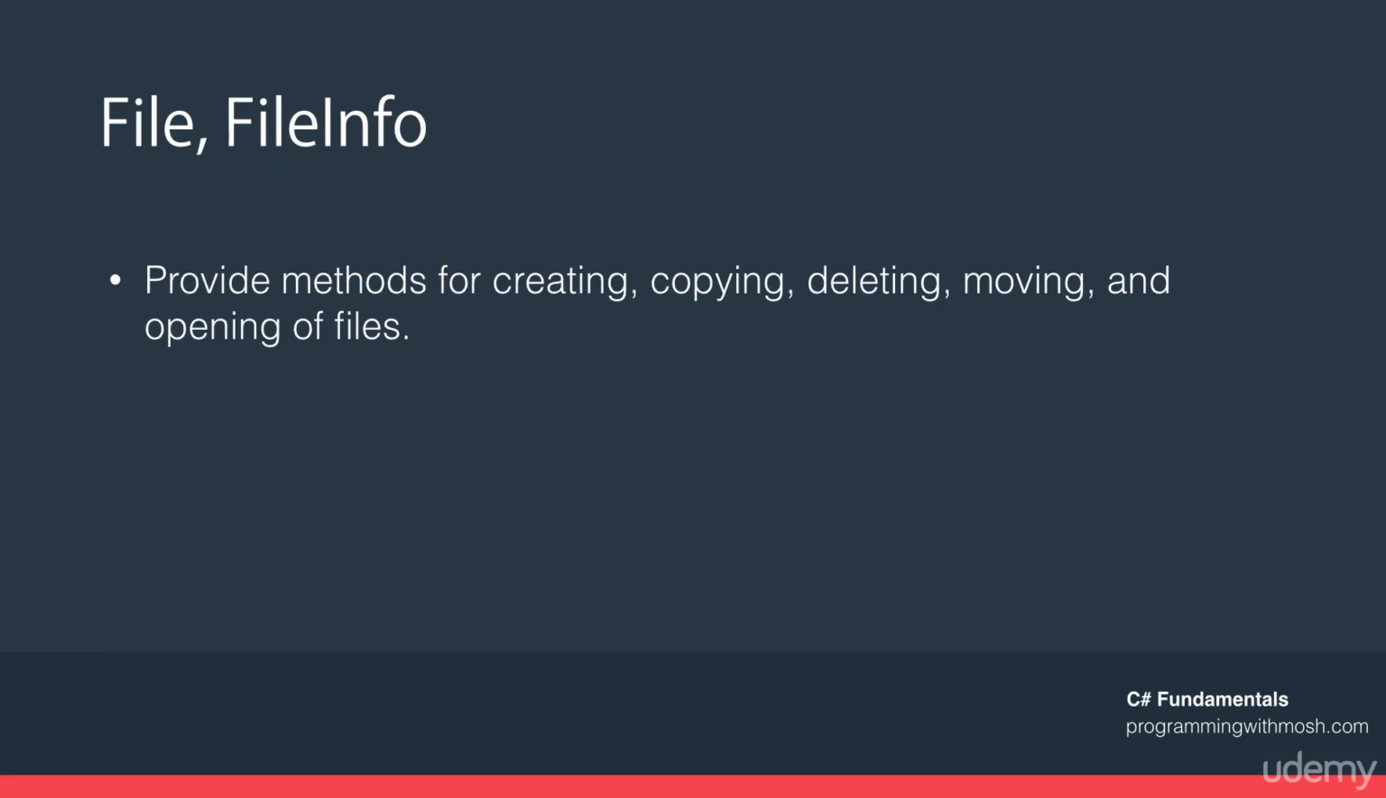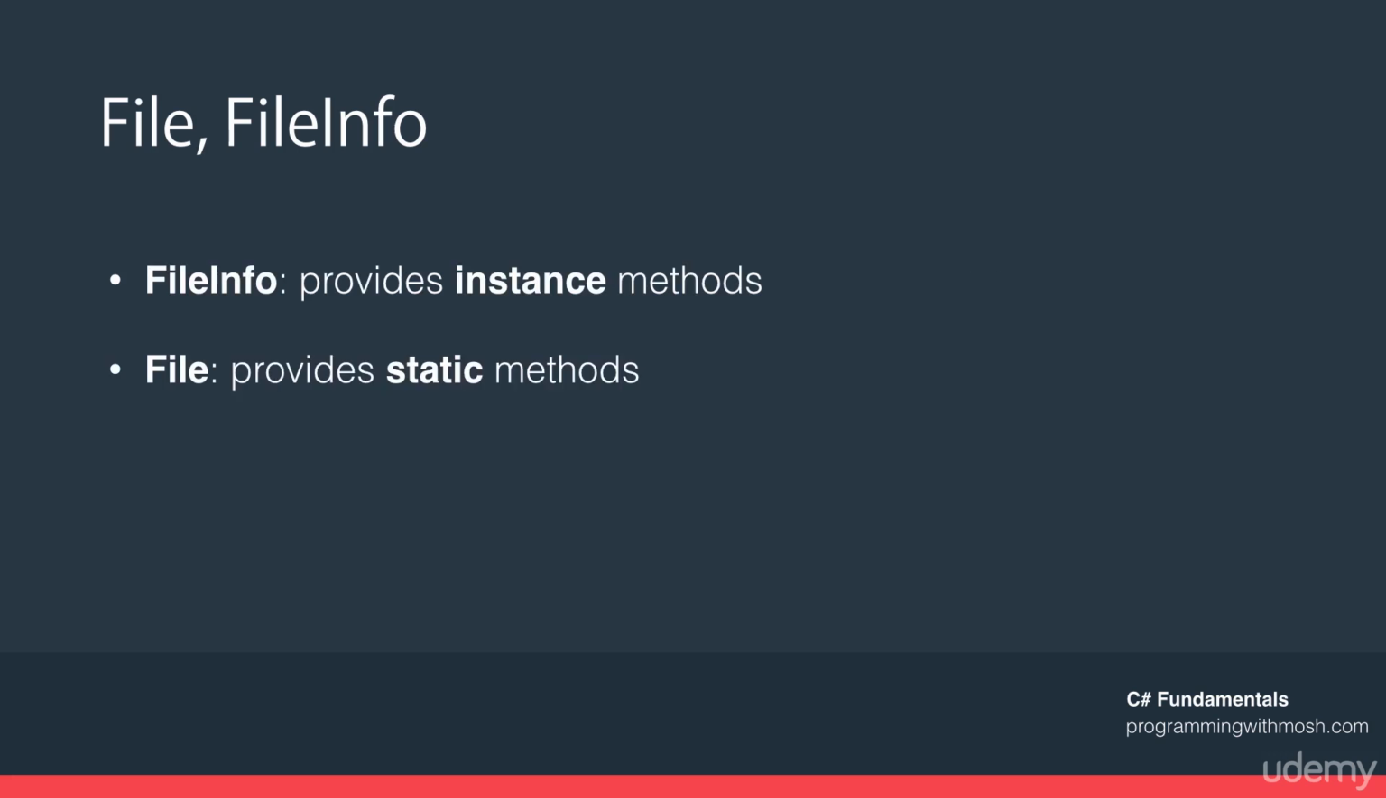So File and FileInfo classes both provide methods for creating, copying, deleting, moving, and opening files. They have very similar interfaces. The only difference is FileInfo provides instance methods, whereas File provides static methods. So why do we need different classes for static or instance methods? The difference is if you're going to have a small number of operations, let's say get attributes about a file, it's more convenient to access the static methods of the File class.